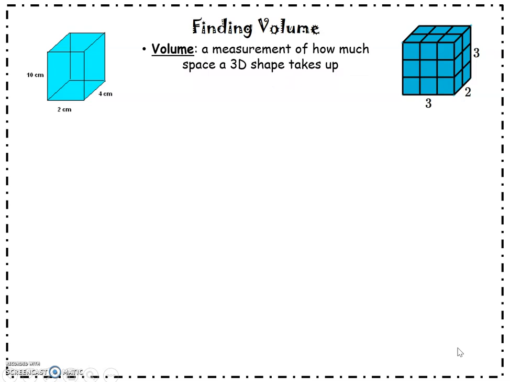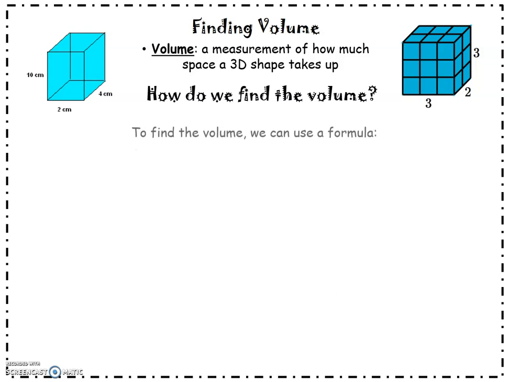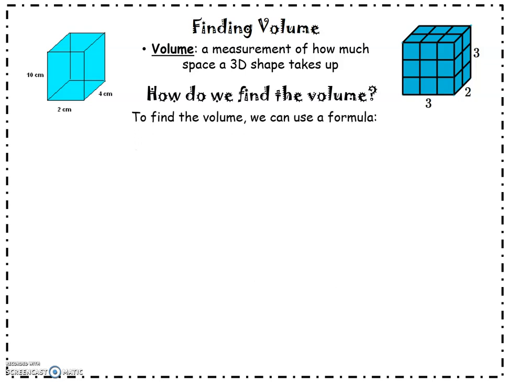Volume is a measurement of how much space a three-dimensional shape takes up. So we're going to find that this isn't just the length and the width, but it's also including a third dimension of height. So there's a couple ways we can find the volume. Specifically, there are two what we call formulas, and a formula is a math rule to help us solve. The first formula says that we can take the length and multiply it by the width and then multiply it by the height in order to get the volume.